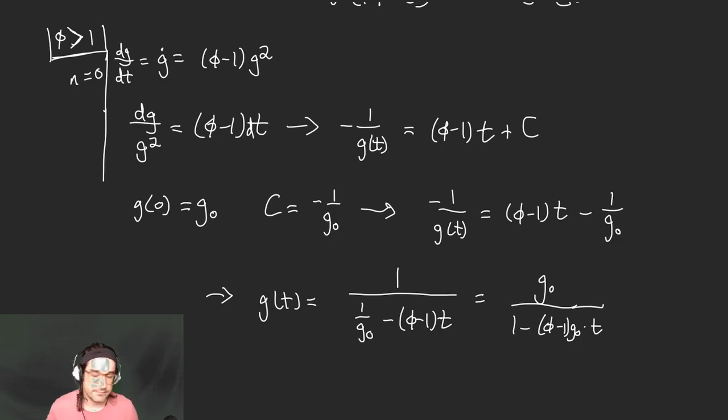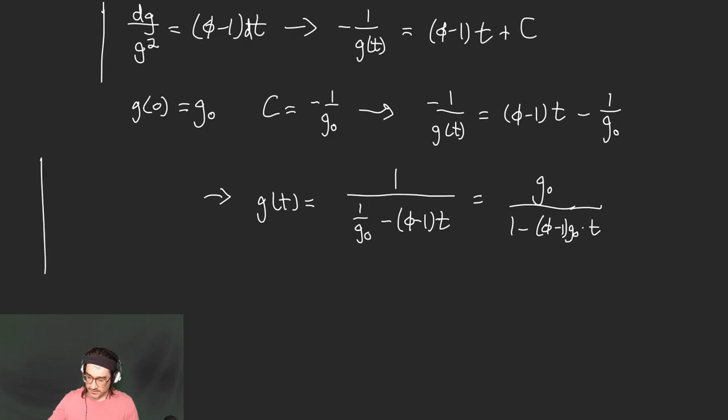So, yeah, I'm over time, but I wanted to finish this up. What do you get? It's a singularity. If t is zero, then it's g zero. As t approaches one over phi minus one times g zero, that new denominator goes to zero, so the whole thing explodes. It's going to look like, start at some level, and then in finite time, you get infinite growth and hence infinite output. So it really is a singularity.